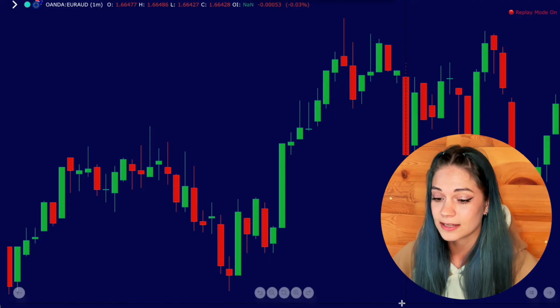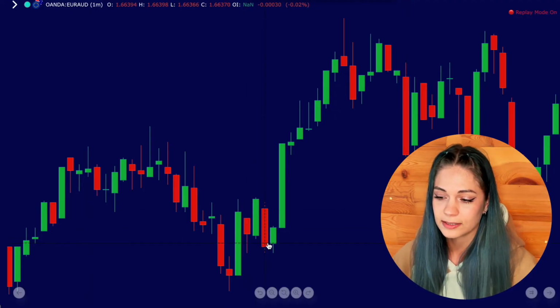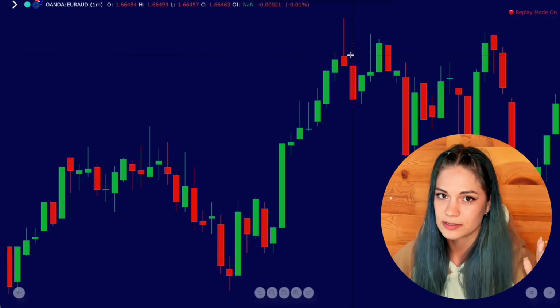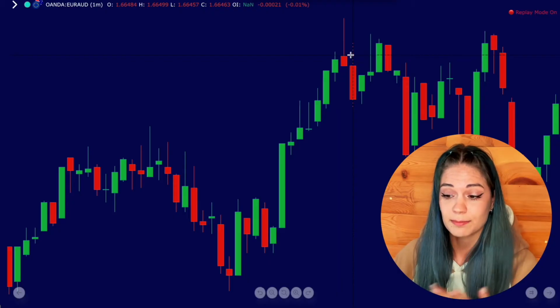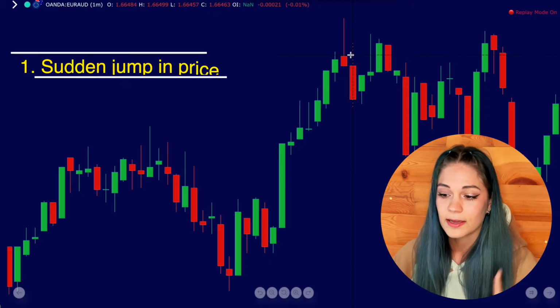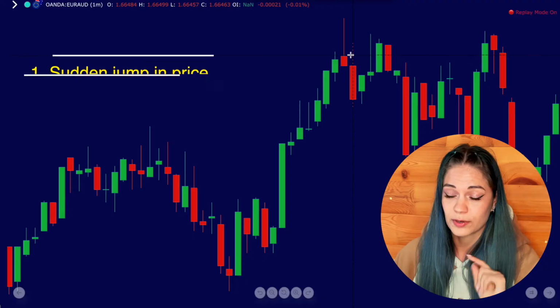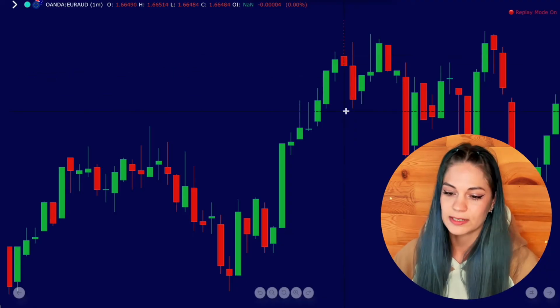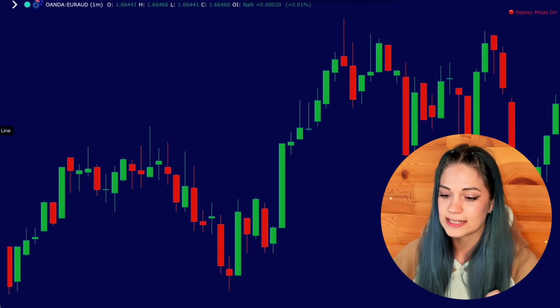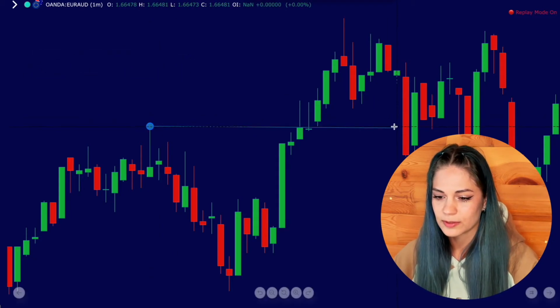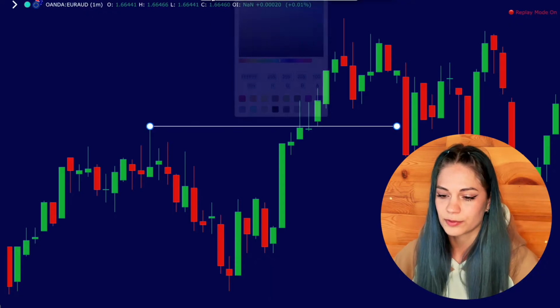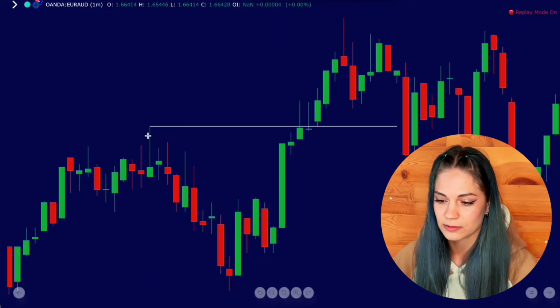Okay, let's look at another example, Euro Australian dollar, and in this situation we see that the price was going down to a certain level until there was a big jump of the price. So this gives us the understanding that we're probably working with a valid demand zone. First criteria: sudden jump of the price, growth basically. Second criteria that I look at is the break of structure. If you're talking about an uptrend, that means that the price broke through the previous price maximum. It happens right here on this line.